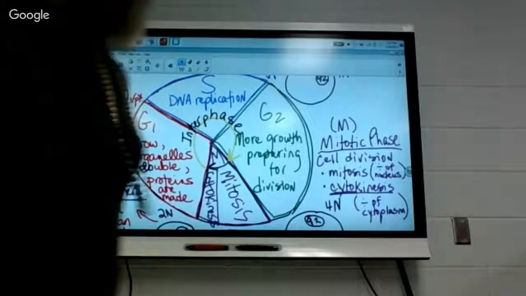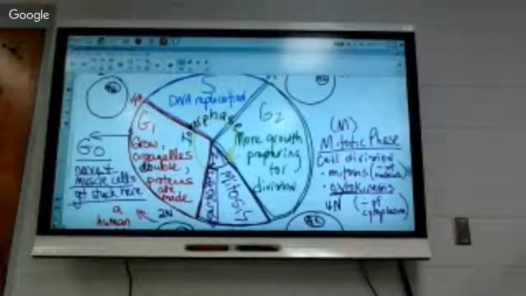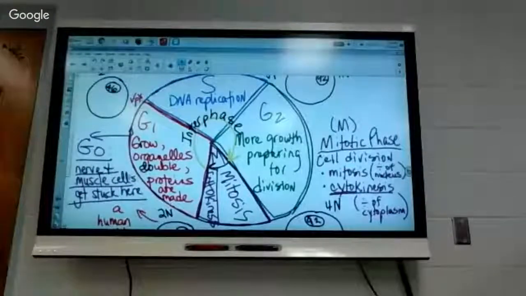All right, so your homework was this one sheet, right? And it's going to go back over the cell cycle. All right, and so we're down to board game. Yeah, that's 5 minutes.